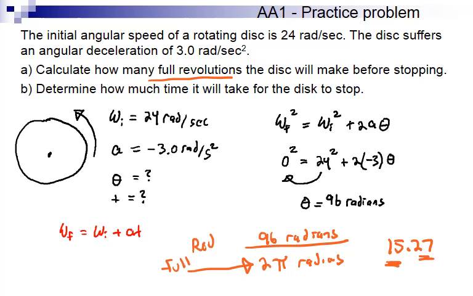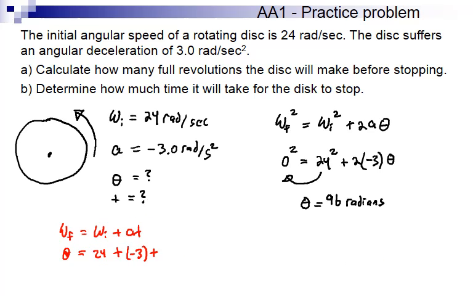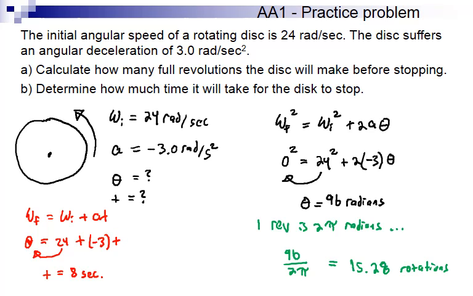Now if we want to find out how much time it'll take to stop, we can use another kinematic equation for rotation. We know the final angular speed is 0, the initial angular speed is 24, and the change is negative 3 radians per second squared, and we end up getting 8 seconds for how much time it'll take to stop.